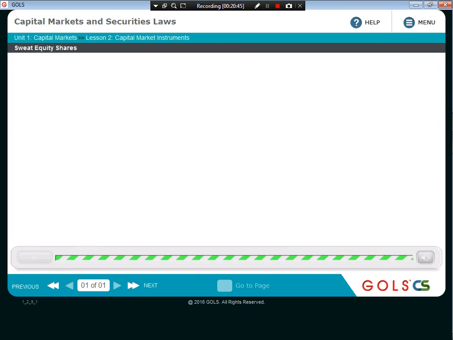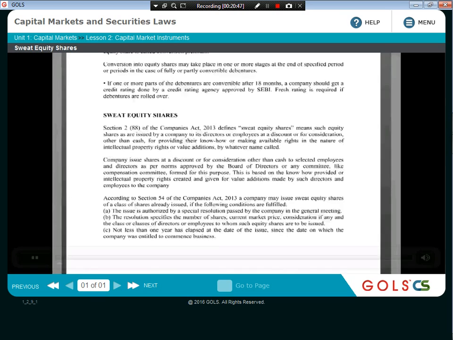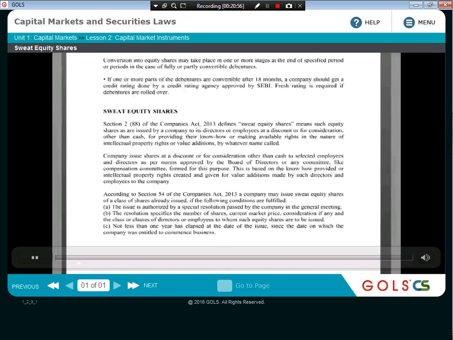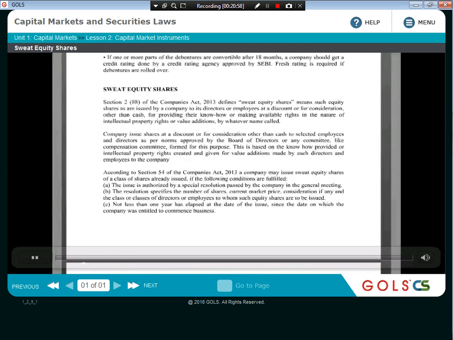This is another topic, sweat equity shares. As the word tells you, sweat equity shares means equity shares which are issued for the labor or for the work that is done by people. Sweat equity shares are generally given not to employees, but to your promoters or your directors or third parties from whom you buy certain stuff. Most likely it's technology or technical know-how or certain other intellectual property.